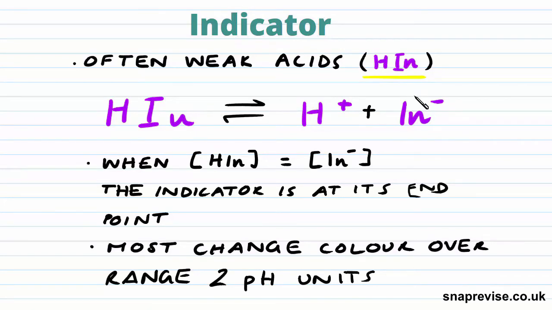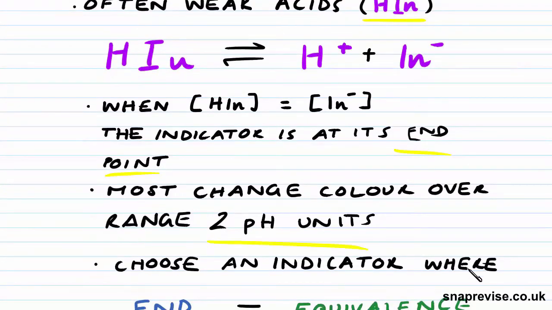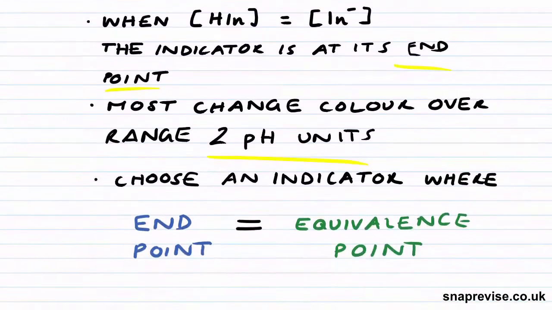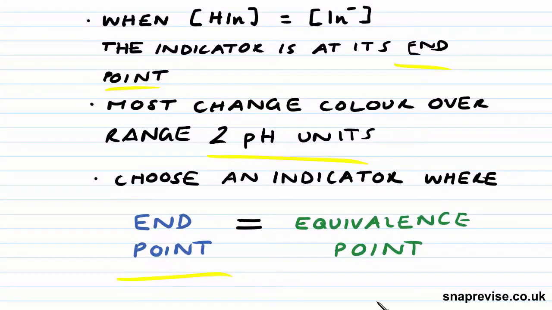So when the concentration of the acid form is equal to the concentration of the conjugate base, the indicator is at what we call its endpoint. Most of our indicators will change colour over a range of about 2 pH units. They go from the initial colour in their acid form to their endpoint form or vice versa. So when we're using an indicator, it's important we choose one where the endpoint is about equal to our equivalence point. Our indicator changing colour when our equivalence point is occurring is especially important because that allows us to identify when this equivalence point is occurring, and that's essential to our titration curves.